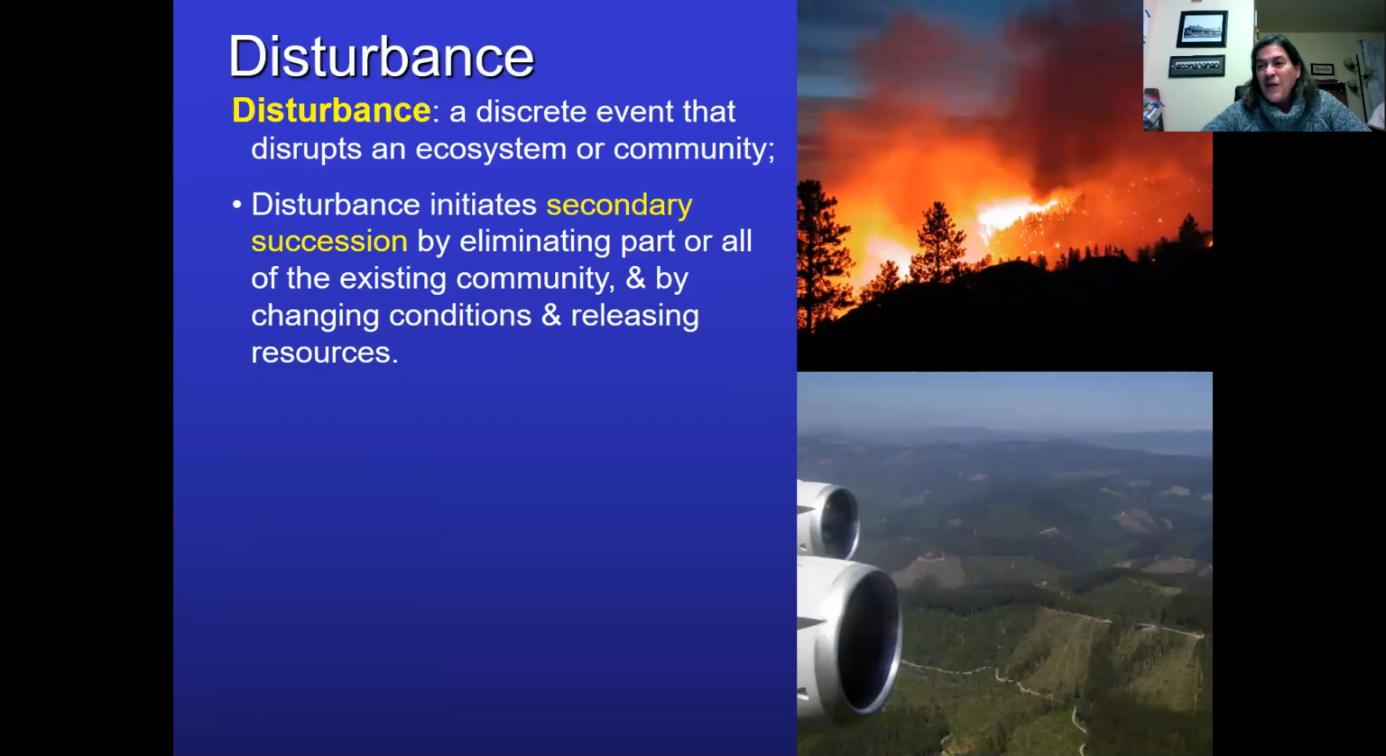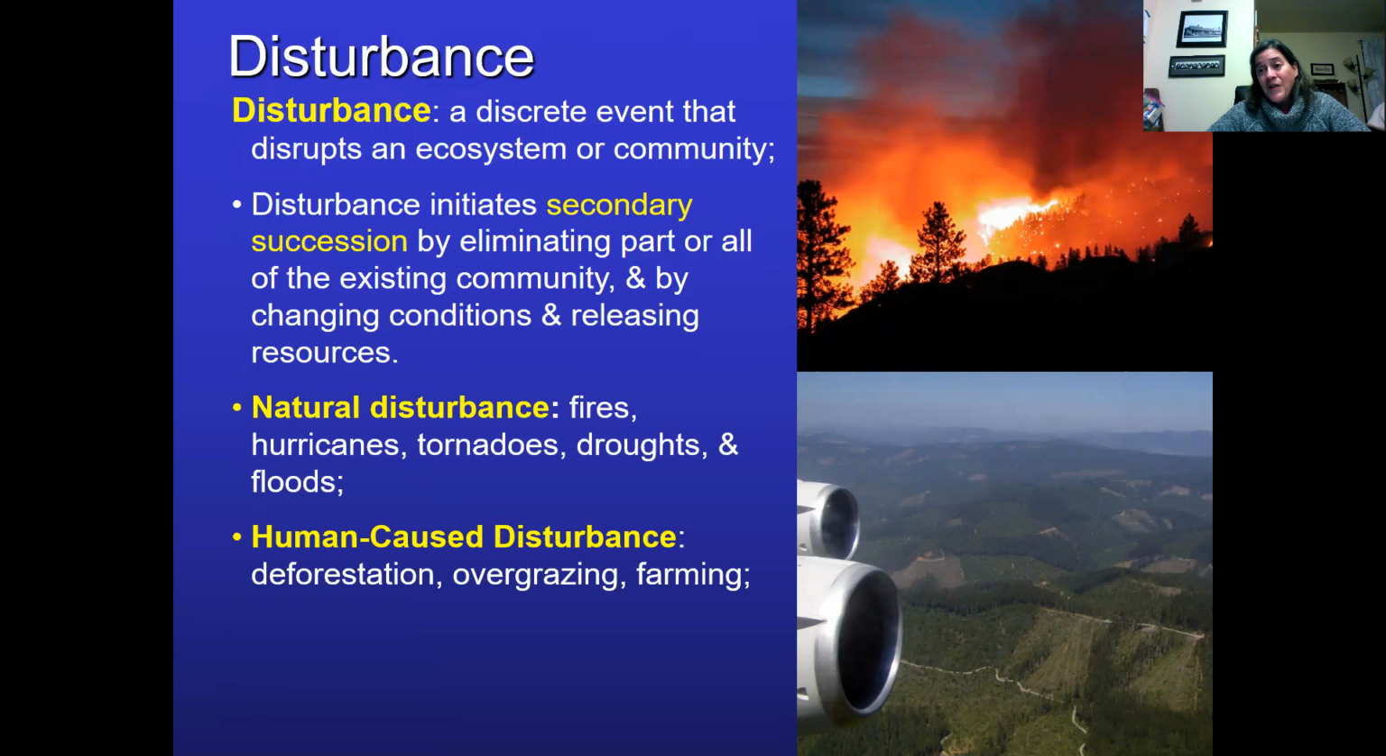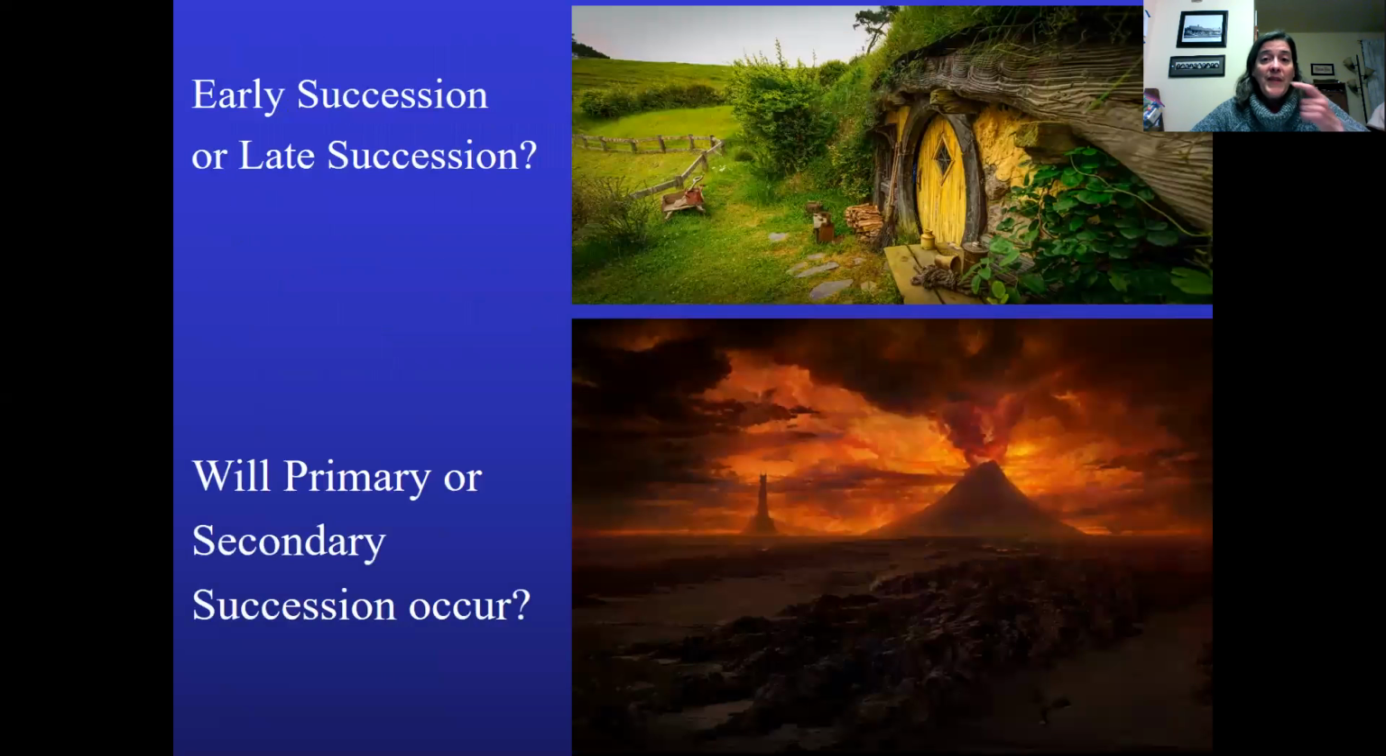So a disturbance. I kind of ran through some of these on the other slide. What initiates that secondary succession? Eliminating part or all of the existing communities. So you can have natural disasters like fires and hurricanes, et cetera, but humans are also causing a lot of disturbances these days by deforesting, overgrazing, farming, et cetera. So just looking at early versus late succession, the Shire versus, this is kind of a joke slide, but primary, secondary succession, the lower picture looks like it would be pretty much primary succession. This looks like it's new rock.